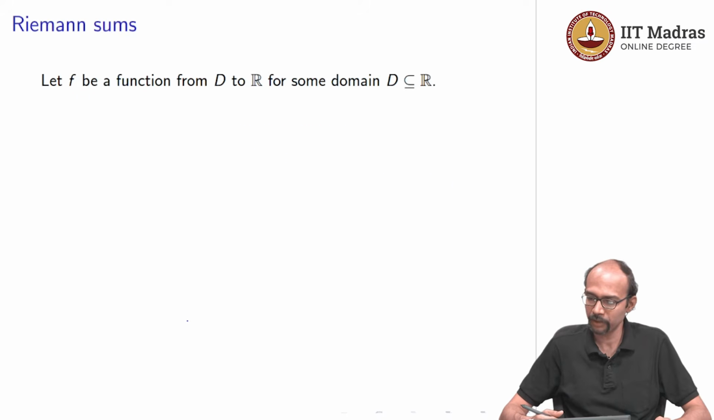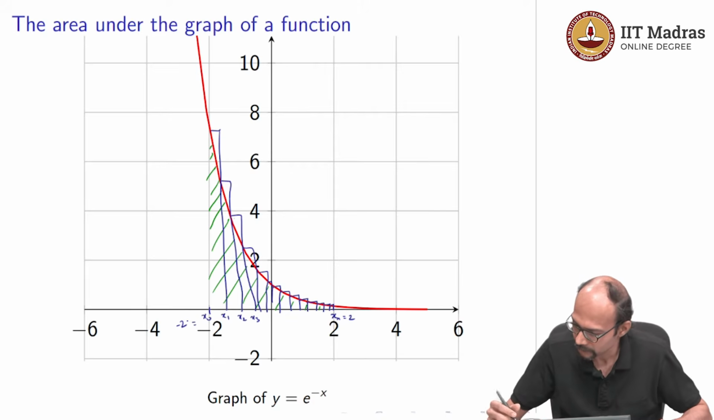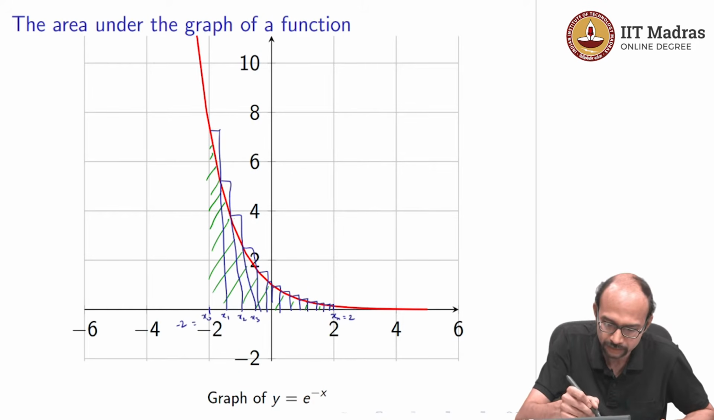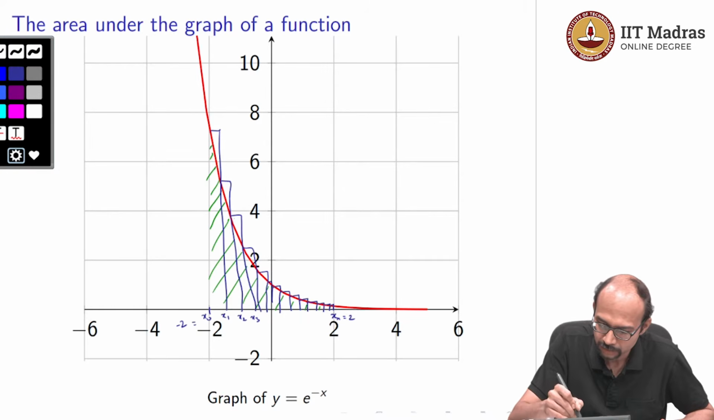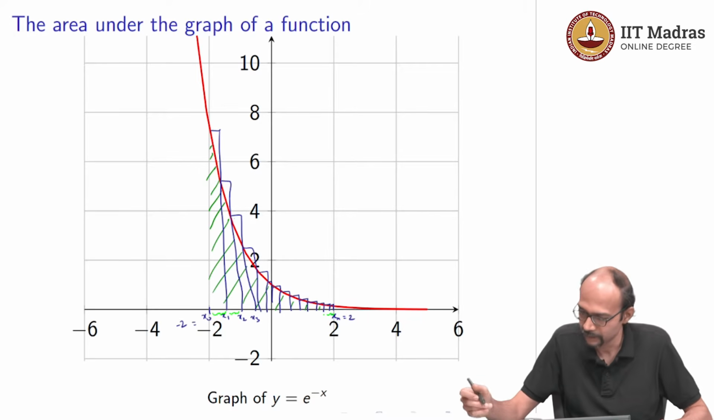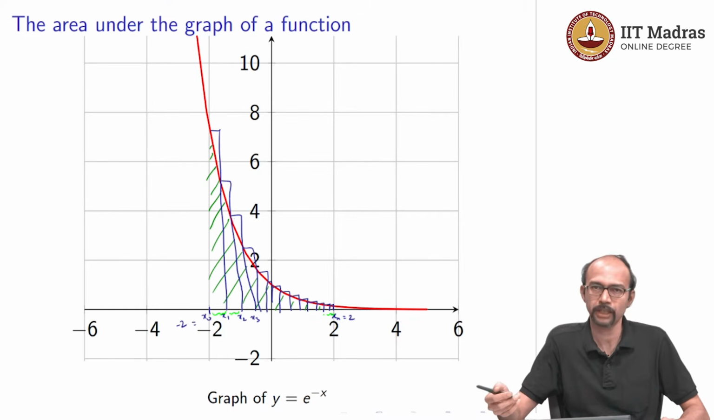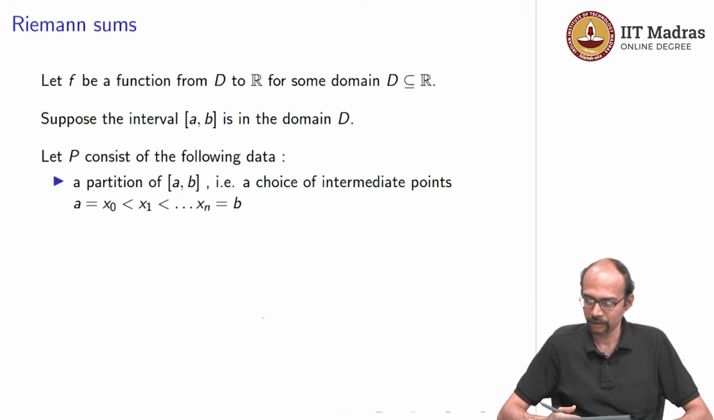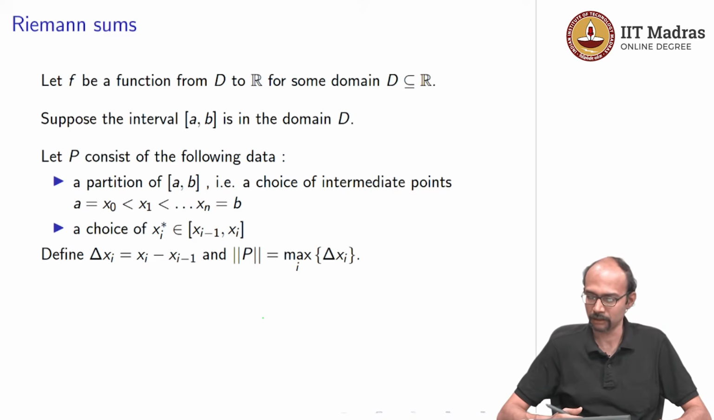In your previous picture, delta x1 is this distance here, and this distance here, and delta x2 is this distance here, etc., and delta xn is this distance here. At least the way I have drawn it, it's not the same. So your norm of P will be the maximum amongst these distances. Okay, so that's what delta x_i and norm of P are.